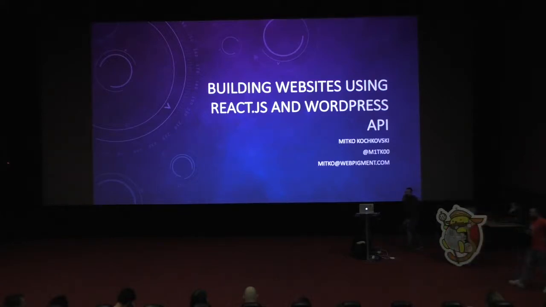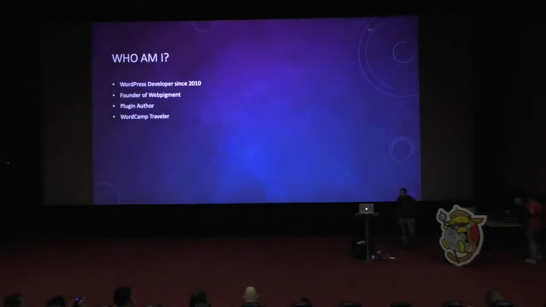Hi. So, as he said, my name is Mitko Kochkovski and I come from Skopje, Macedonia. I'm a WordPress developer since 2010. Earlier this year, I founded WebPigment, which is a WordPress agency. I also have built a lot of WooCommerce plugins that are already uploaded on the WordPress plugin repository. And I love to visit WordCamps and travel in the process. I'm one of the organizers of the WordCamp Skopje, which happened for the first time this year.